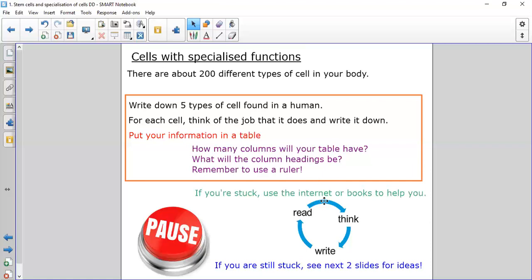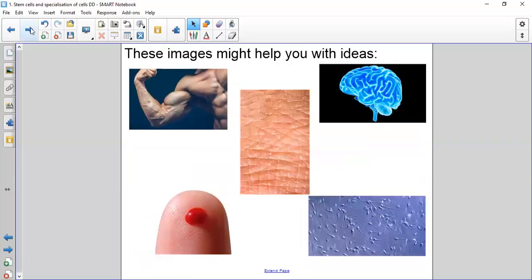If you're stuck, then feel free to use the internet, or if you've got any books in your house that might be able to help you. If you're still stuck, then there's some ideas on the next 2 slides. So if you're happy and you think, no, I know what I'm doing, pause it now and have a go. If you're not very sure, then keep going.